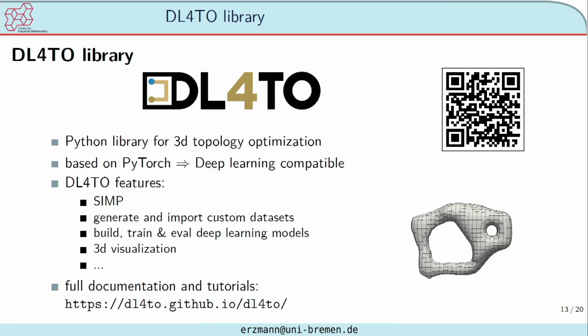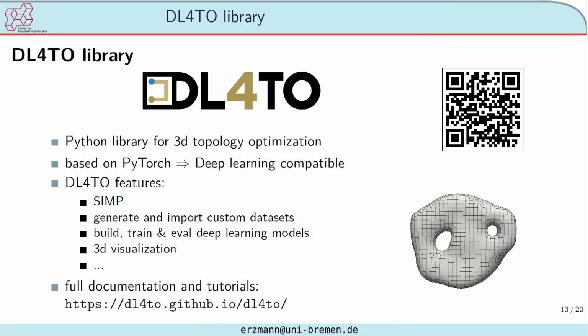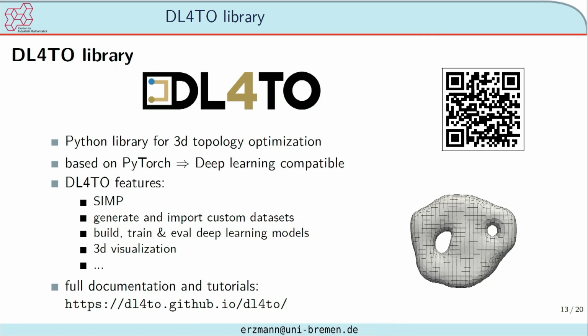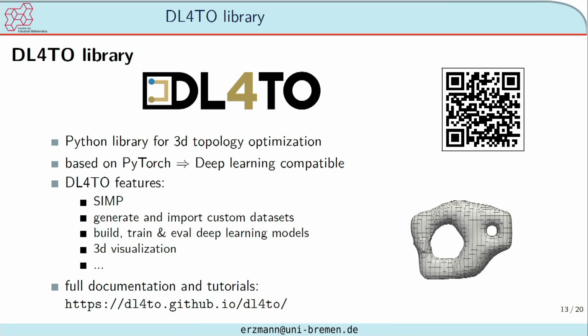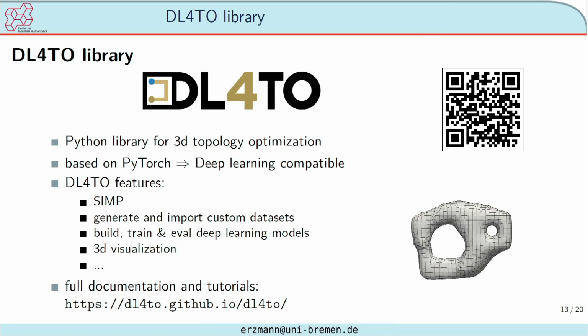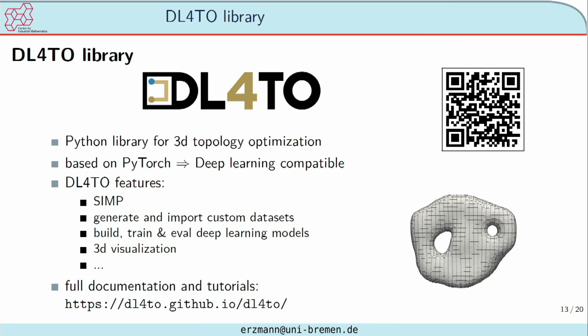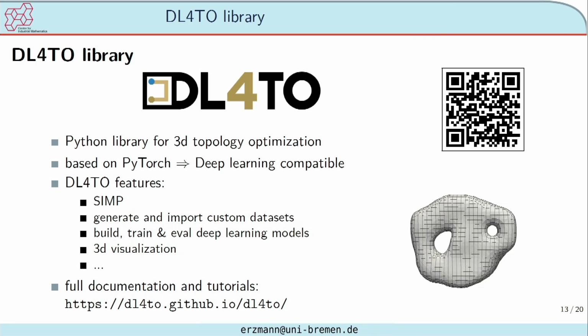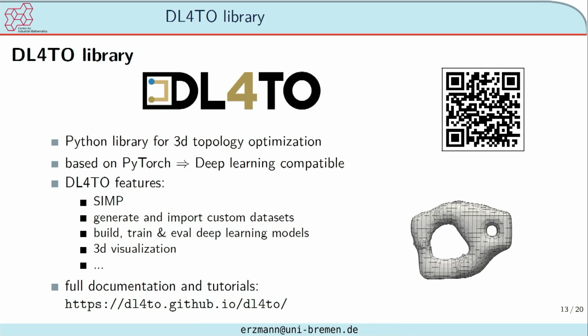Features are, for example, the SIMP method, which is the classical method that I showed you in the beginning. And it also comes with its inbuilt classical PDE solver. And you can generate, import, and export custom data sets, for example, the DL4TO data set that I showed you earlier. You can build, train, and evaluate all types of deep learning methods for the different approaches that I showed you earlier, and 3D visualizations. All the visualizations here are from this library. This is, for example, an illustration of the SIMP method, of the iterative nature. This QR code leads you to the site with the full documentation and with the tutorials. But I will also show it at the end again.